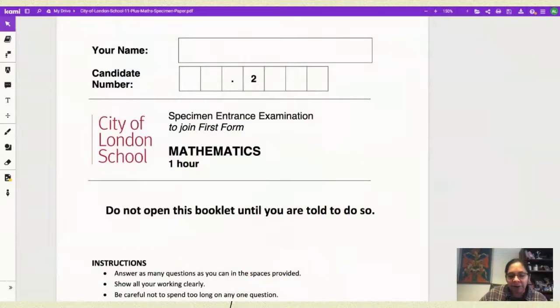So I'll start sharing my screen and start doing the paper with you. If you're looking for the paper, as usual, the paper is in the description. We also have a lot of other private school papers which you all can try for your stage 2 entrances. So let's get started now.